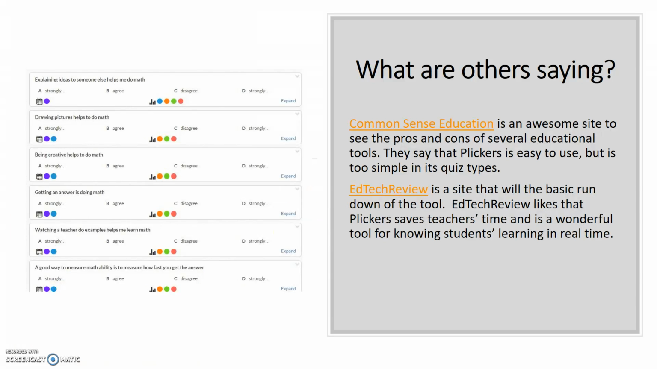Now, there are tons of reviews out on the internet, and a couple that I found were from Common Sense Education, which is a site that reviews educational tools and tells you the pros and cons of each. They say that Plickers is really easy to use, which I agree with, but is too simple in its quiz types. Like I was saying before, it's only multiple choice or true false.